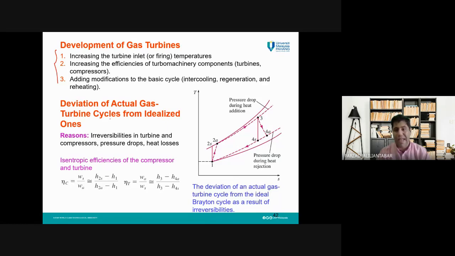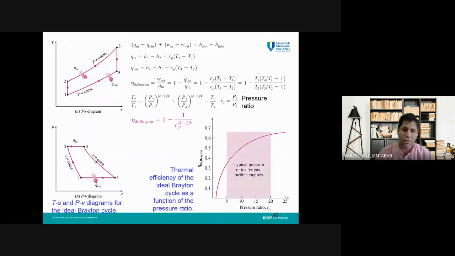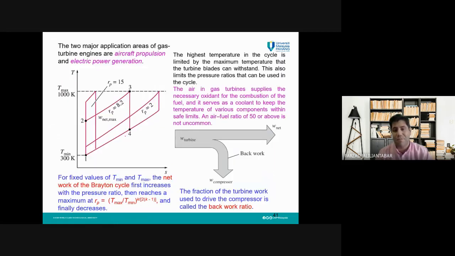First of all, what I have told you up to now is about the ideal Brayton cycle. In the ideal Brayton cycle, we have isentropic processes in the compressor and in the turbine, and also constant pressure in the heat exchanger, or actually in the combustion chamber. But in the real world, we don't have something like that.